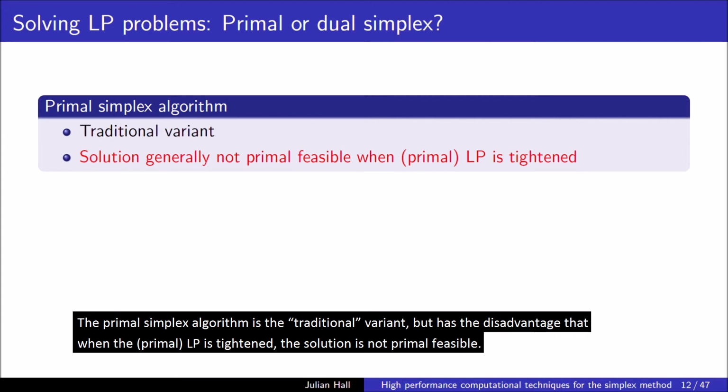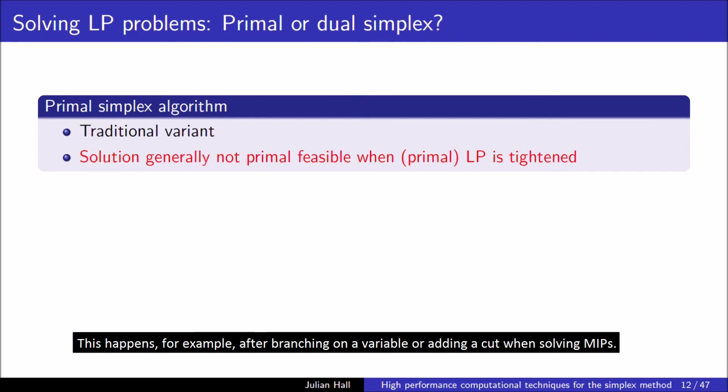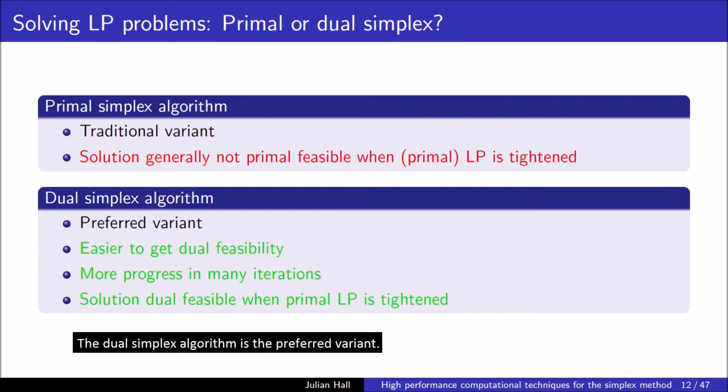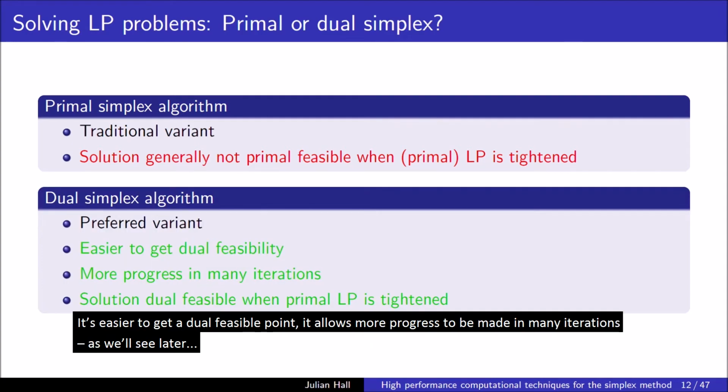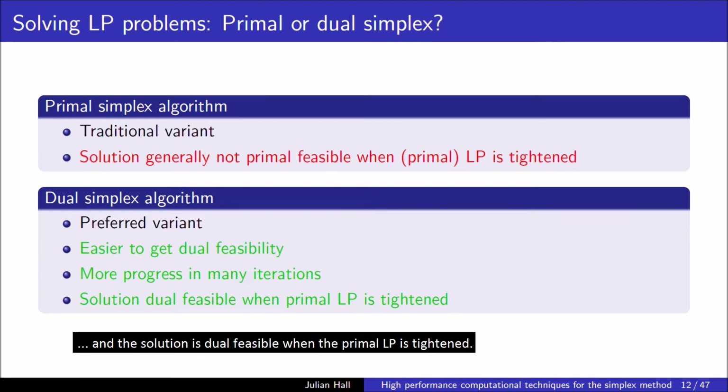The primal simplex algorithm is the traditional variant, but has the disadvantage that when the primal LP is tightened, the solution is not primal feasible. This happens, for example, after branching on a variable or adding a cut when solving MIPs. The dual simplex algorithm is the preferred variant. It's easier to get a dual feasible point. It allows more progress to be made in many iterations, as we'll see later, and the solution is dual feasible when the primal LP is tightened.